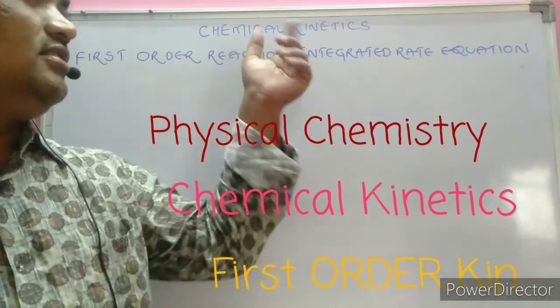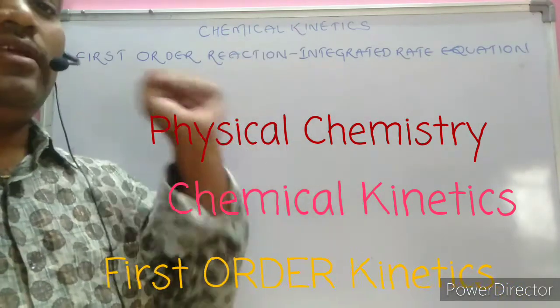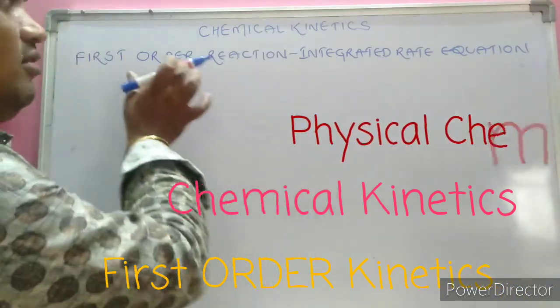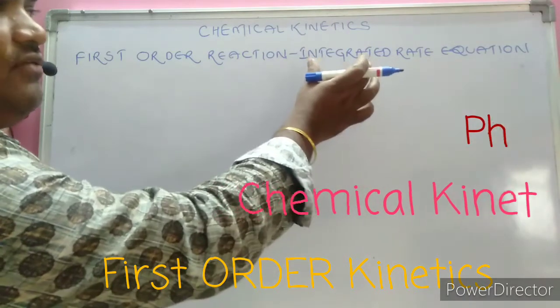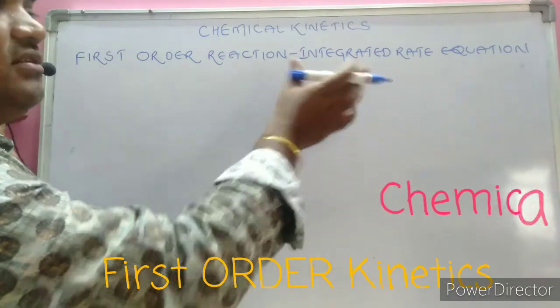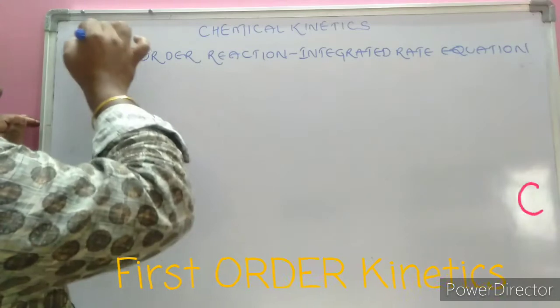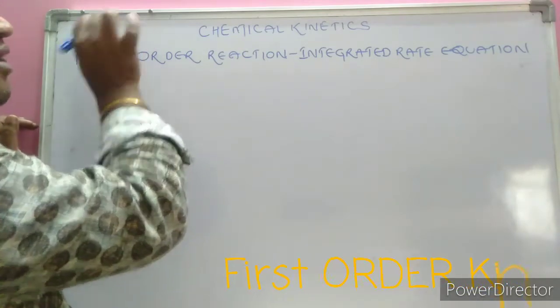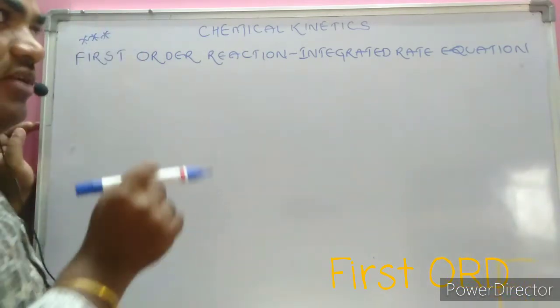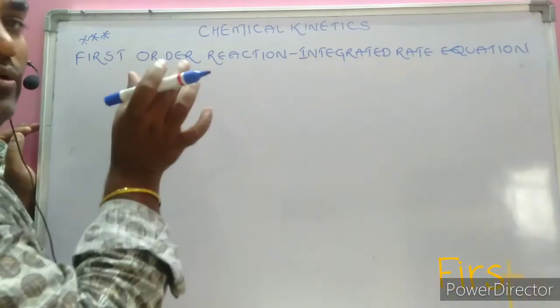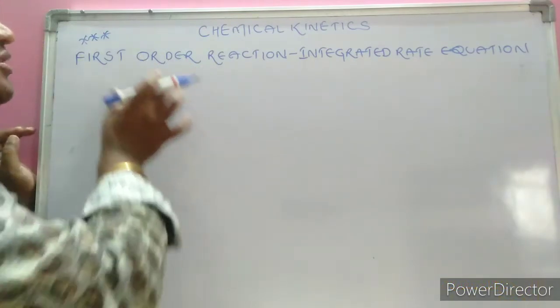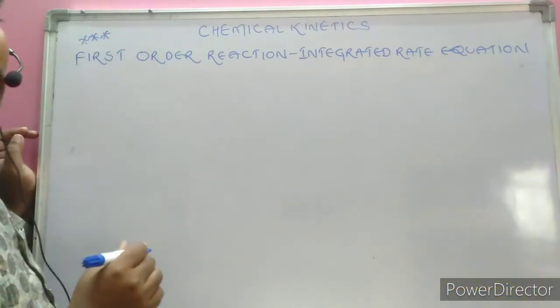Today's topic is chemical kinetics. Under that, the first order reaction and the derivation of the integrated rate constant, as well as the characteristics. As far as any entrance examination is concerned, it is a very important topic, and questions are possible, as well as units for first order kinetics only.